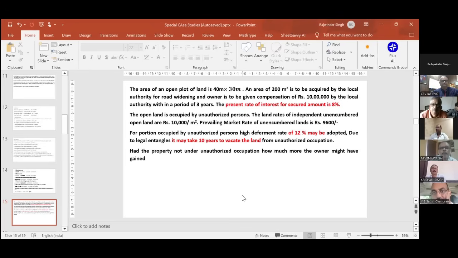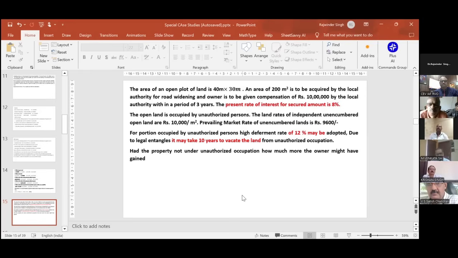So next question is, the area of an open land is 40 meter by 30 meter. An area of 200 square meter is to be acquired by the local authority for road widening, and the owner is to be given compensation of rupees 10 lakh by the local authority within a period of 3 years. The present rate of interest for secured amount is 8%.